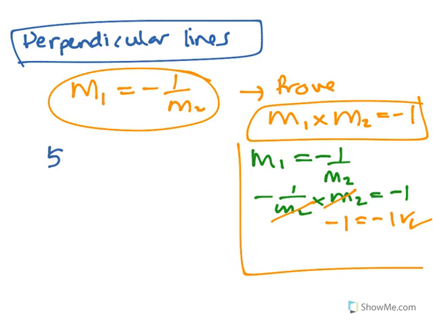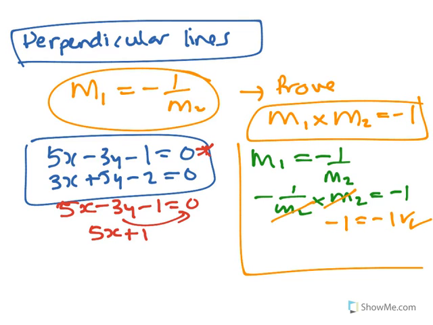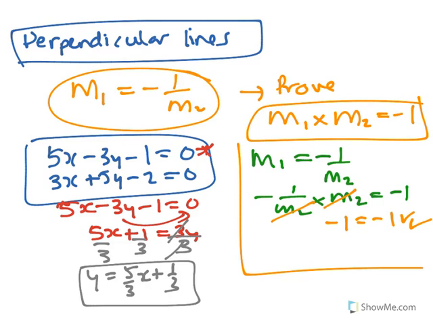So if you've got two lines like this, and you want to show that they are perpendicular, you take the first one and you have to rearrange it. So it's 5x minus 3y minus 1 equals 0. Bring the 3y over. 5x minus 1 is 3y. Divide by 3. And you get y equals 5/3 x minus 1/3.